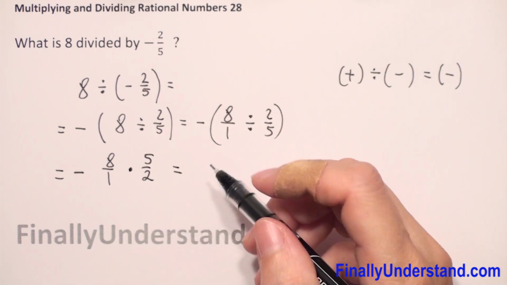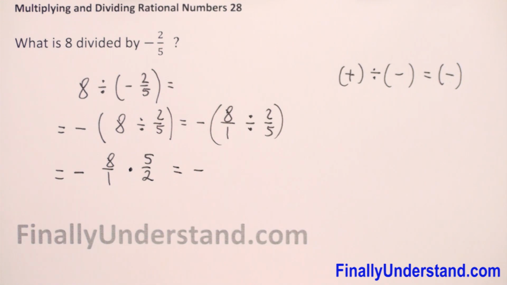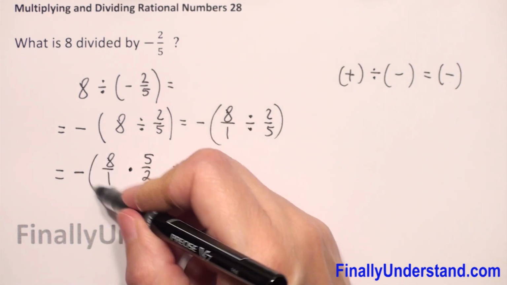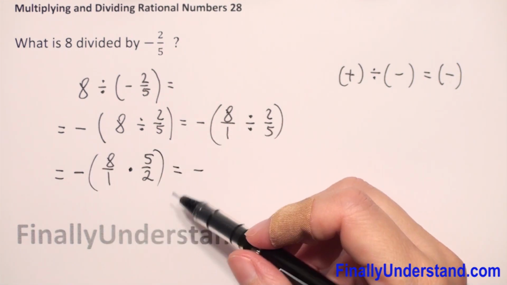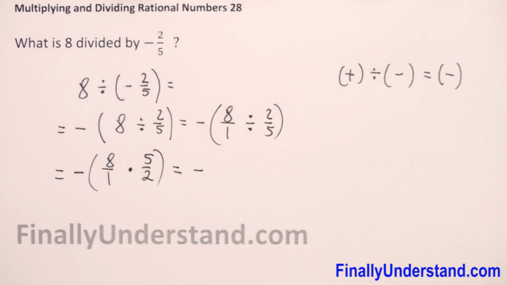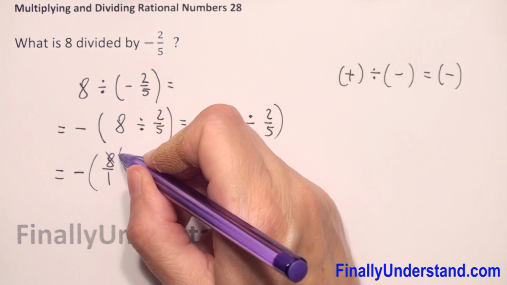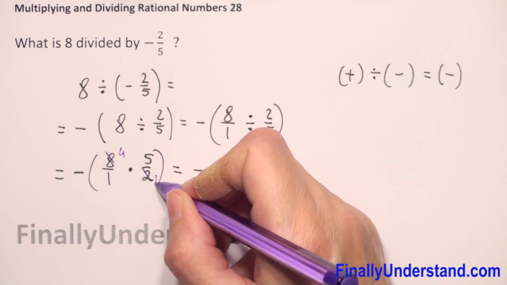So this is equal. Negative sign we have to copy. We can write this in parentheses or not, however we want. And now first we have to check if we can reduce something. We reduce numerator with denominator. It means we have to divide. When we reduce, we divide the numerator and denominator by the same number. 8 and 2 we have. We can reduce by 2. 8 divided by 2 is 4. 2 divided by 2 is 1.